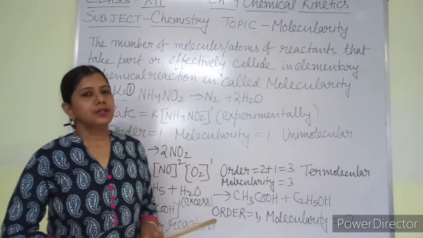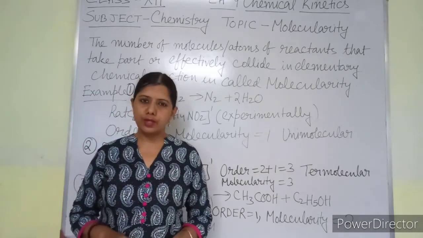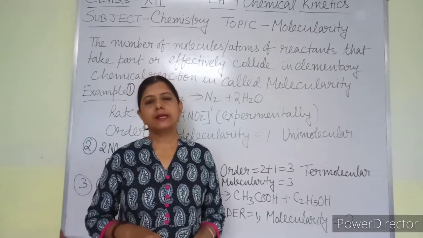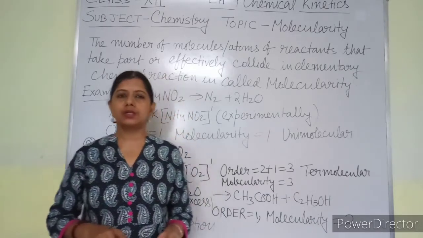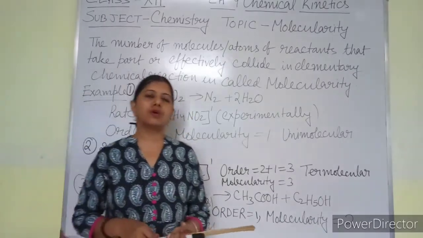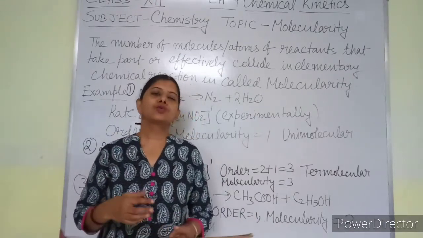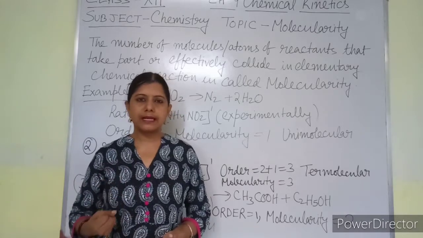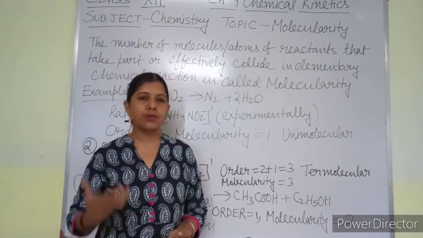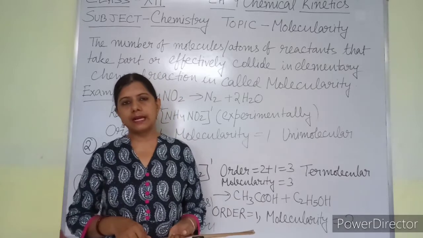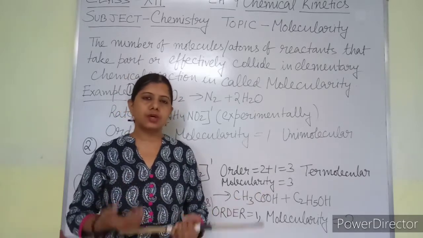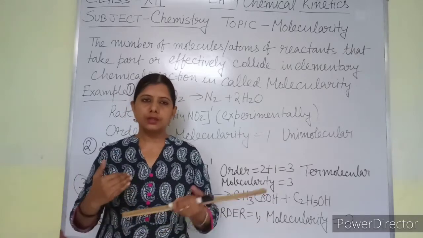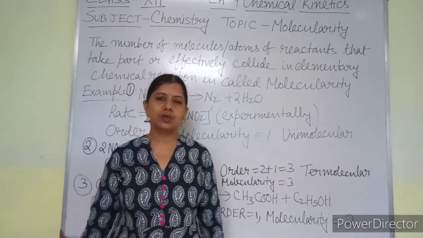Class 12, your chemical kinetics chapter is going on. So today I came to discuss a new topic, that is molecularity of a reaction. In the previous topic I told you about order of a reaction, how to find the SI unit for different orders of a reaction, and how to calculate the order for zero order, first order, and second order. Now today you are going to learn about molecularity.